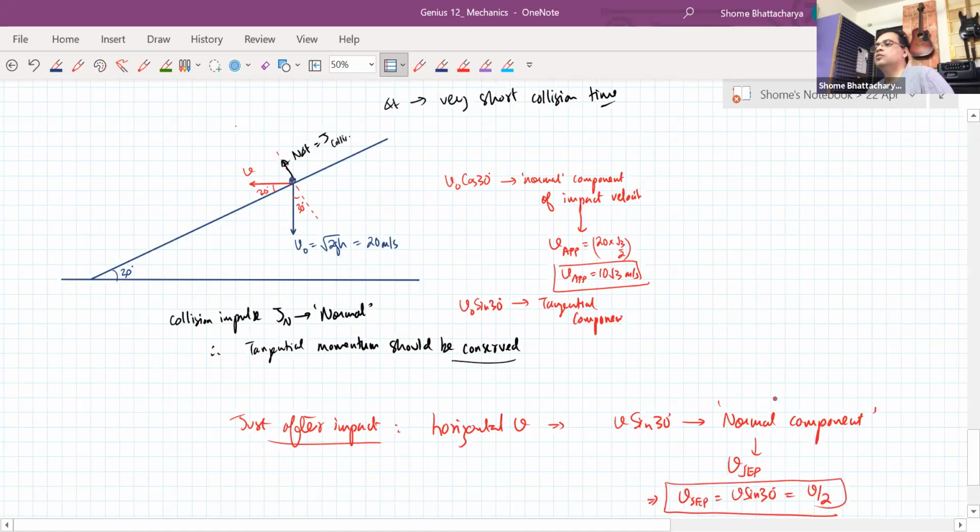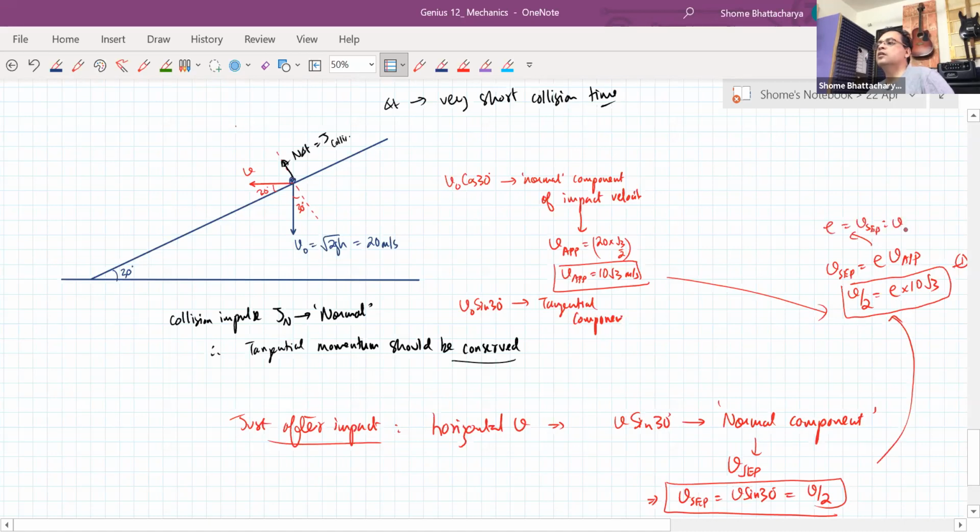Okay. So now when we connect this and this, the separation velocity should be E times the approach velocity. So we'll find out this value of v, but v/2 will be the unknown coefficient of restitution times 10/√3 or 10√3, whatever. So this is becoming our equation 1, by applying the definition of coefficient of restitution.